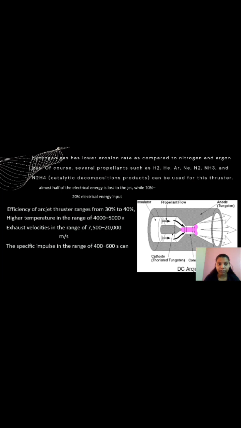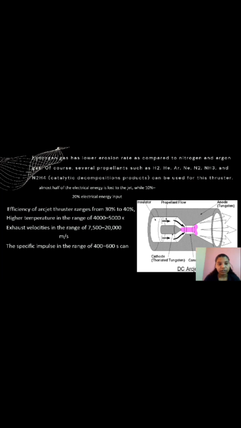As a result, a typical efficiency of an arc jet thruster ranges from 30% to 40%, which is much lower than an electrothermal thruster. However, it is preferred over the electrothermal one as the propellant gas can attain a higher temperature in the range of 4000 to 5000 Kelvin, because higher electrical energy can be transferred during the formation of the arc due to direct interaction of electric current and propellant. As a result, exhaust velocities in the range of 7500 to 20,000 meters per second can be achieved with enhanced specific impulse.